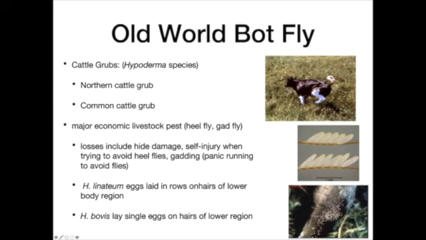So that's what we've got down here. That's the Hypoderma lineatum. The Hypoderma bovis lay single eggs on hairs in the lower region. So some lay them in rows. That's where we have lineatum over here on the right, and then the bovis lays them singly on hairs, and that's what you're seeing down here at the bottom right.